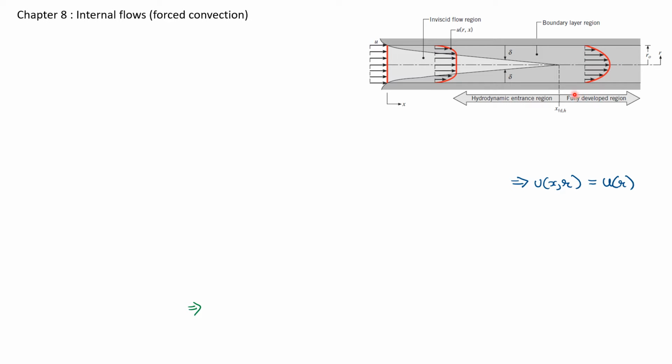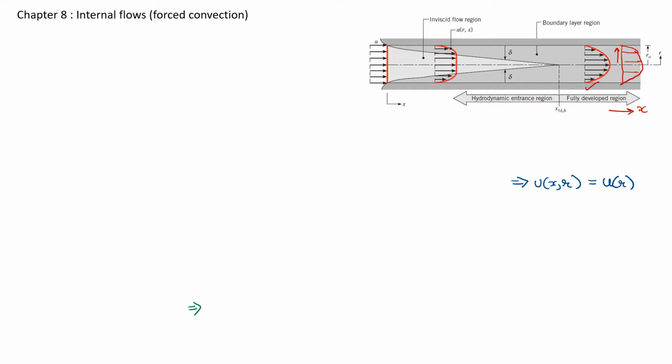And in this region, your velocity u is now not a function of x and r, but just a function of radius. That means even if I draw a boundary here, this profile here will be the same as this profile here. So your velocities will not change in the x direction, which is this direction right here. It will only change in the radial direction.